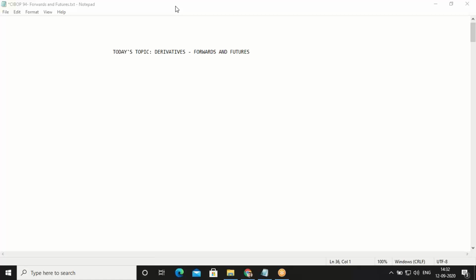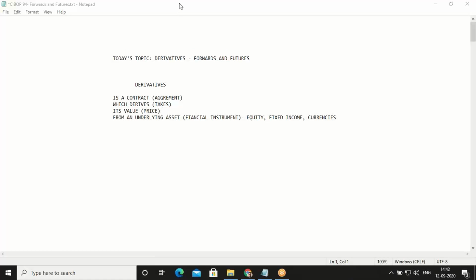Okay. So let's look at the definition here. So derivatives is a contract. Now, what is a contract? It's an agreement. Okay. Which derives. Now, what is the word derives? And we just talked about that. Takes its value. Now, what is the value that we're talking about in this instance? It is its price. Okay. And that price is coming from an underlying asset, which is a financial instrument, such as an equity, fixed income, currencies. It can also be other derivatives and commodities, etc.